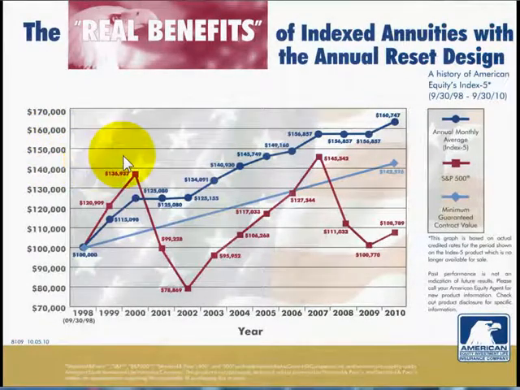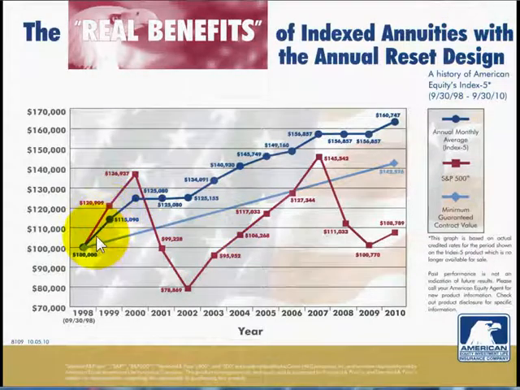So this is how an equity indexed annuity contract works, the basic contract, not the rider. This is a graph put out by the American Equity Insurance Company, one of the largest issuers of equity indexed annuities. The red line here is the S&P, and the blue line is the annuity.